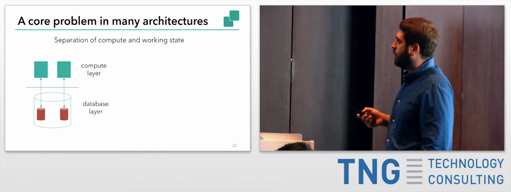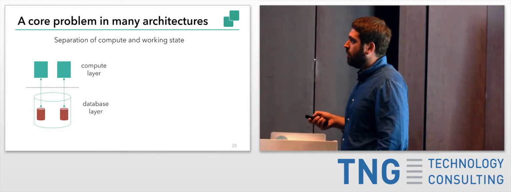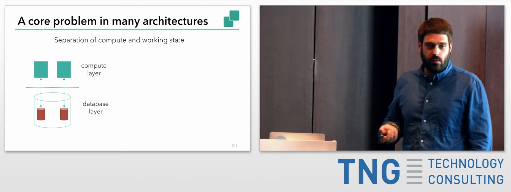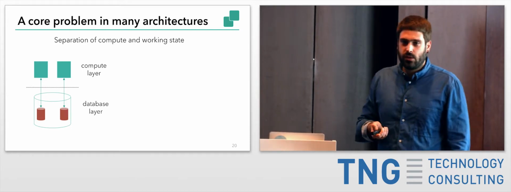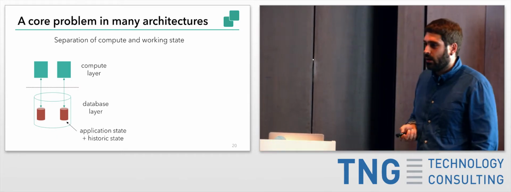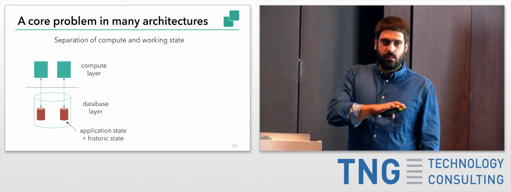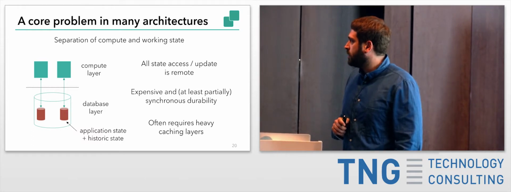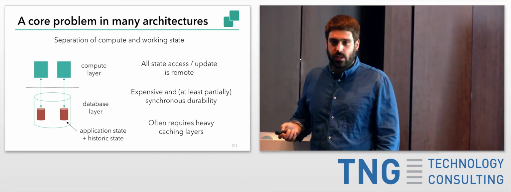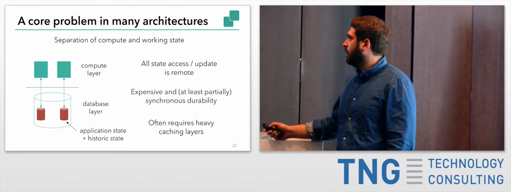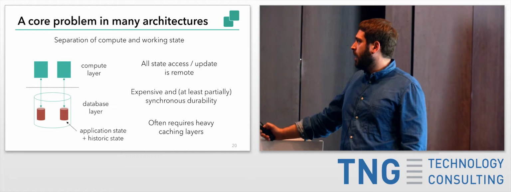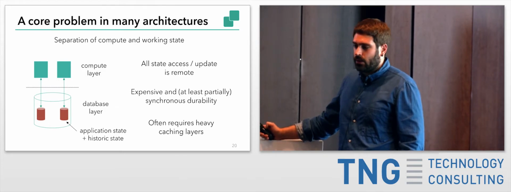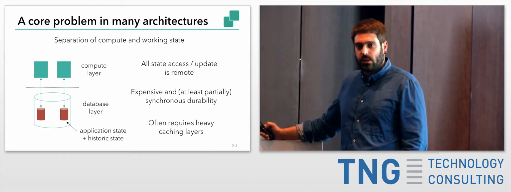So the core problem here is that we have two very separate layers. We have a layer that does compute, where we write all our code, and then we have a database layer that keeps the state of all of our applications. So these two boxes are two applications, and these are two different states. The database layer keeps both the current state of the world and the past states of the world, or the history of the world, if you wish. Some problems with that: every time we do a write, we cross the tier boundaries and go to the database layer. It's expensive, and many times it's very synchronous, more synchronous than needed. And for it to work in practice, there are often a lot of caching layers in between that may not be consistent, et cetera.